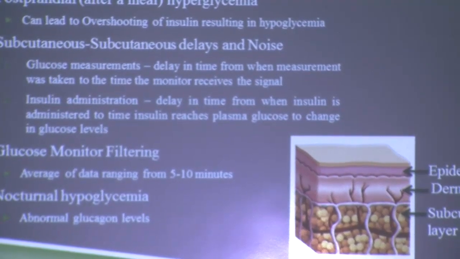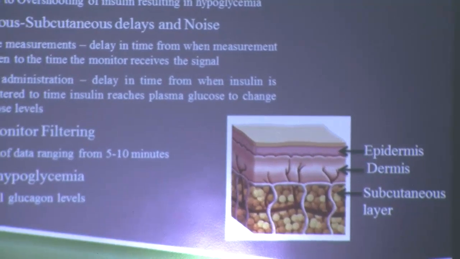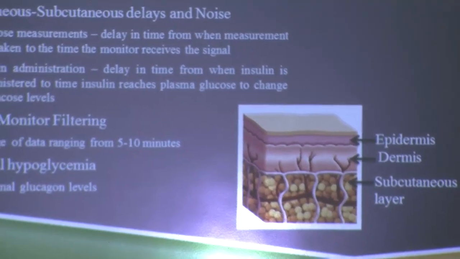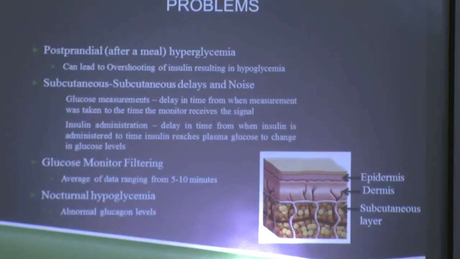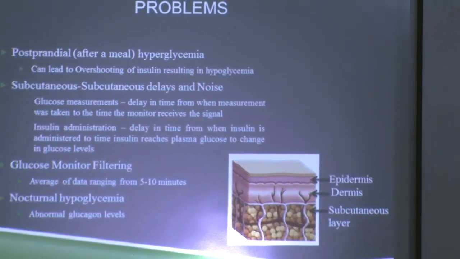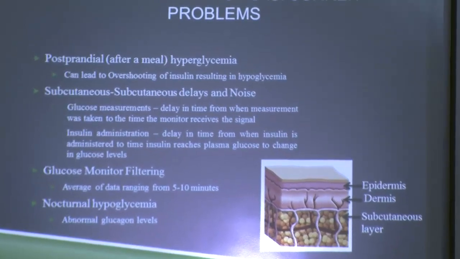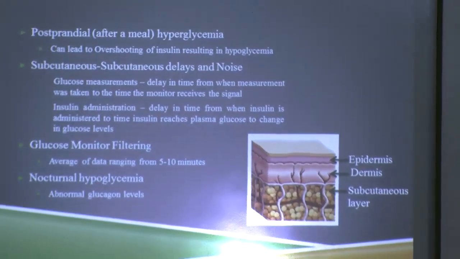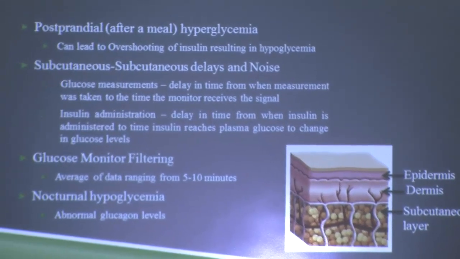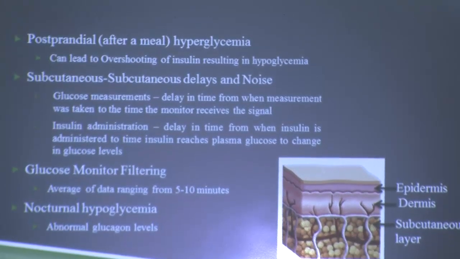Glucose monitoring and filtering also occurs. So the continuous glucose monitor continuously monitors glucose. When it gives you a reading, it's actually an average of data over 5 to 10 minutes. And then also nocturnal hypoglycemia. So any parent with a child with type 1 diabetes, their greatest fear is for their child to go into nocturnal hypoglycemia. Because of the abnormal levels of glucagon in diabetics, this is a major concern.